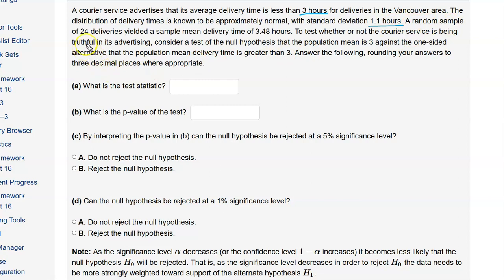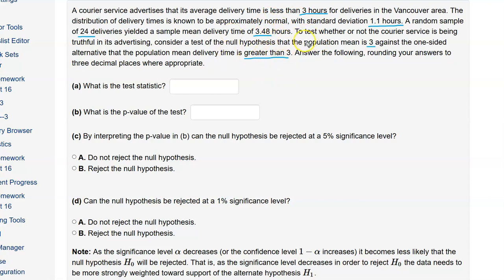Now a random sample of 24 deliveries yielded a sample mean delivery time of 3.48 hours, which you see is larger than 3. Now what we want to do is test whether or not the courier service is being truthful in its advertising. So to do that, we will consider a test with the null hypothesis being that the population mean is 3 against the one-sided alternative that the population mean delivery time is greater than 3. So let's set up our hypothesis test now.